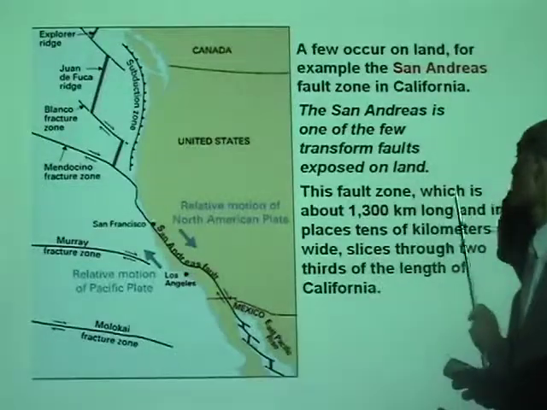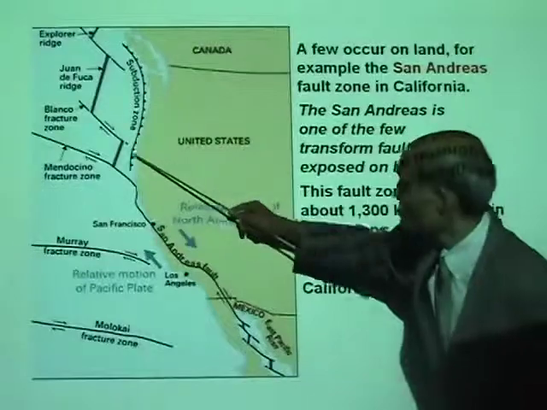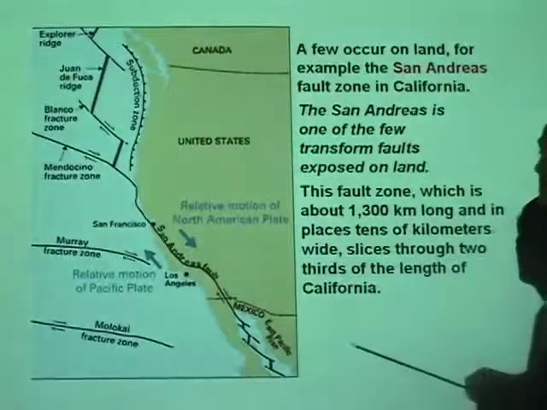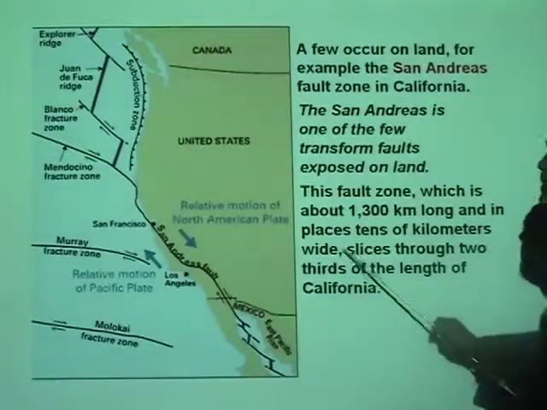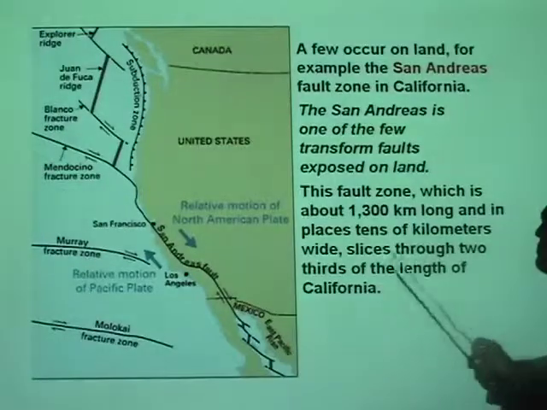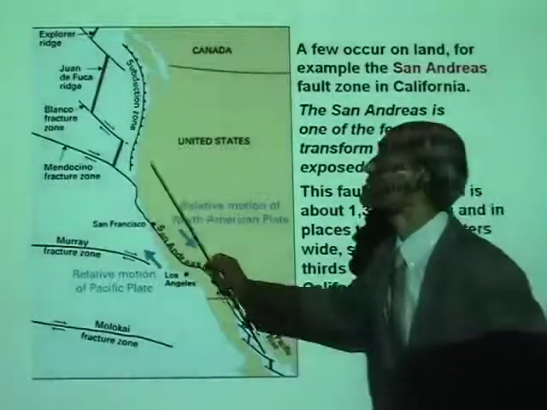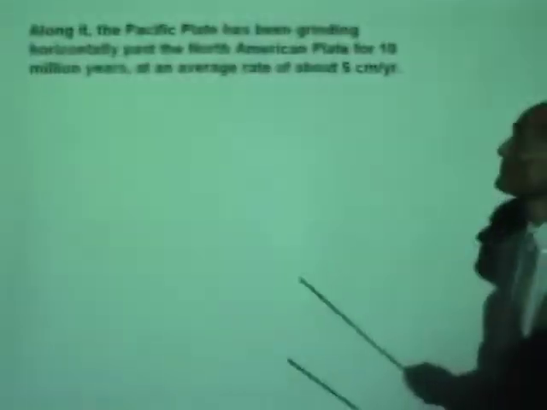Now this fault zone, which is about 1,300 kilometers long, it's a very long area, and in places tens of kilometers wide, slices through 2/3 of the length of California. And that's the reason why these areas are very prone to earthquakes.